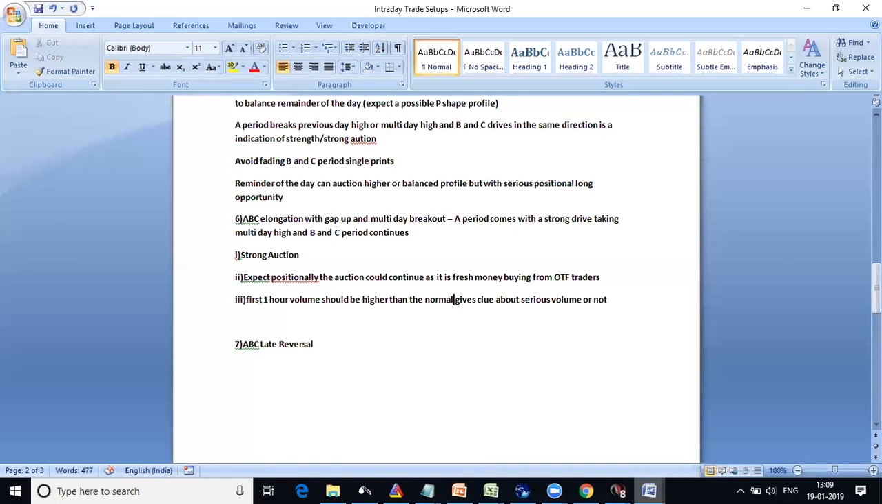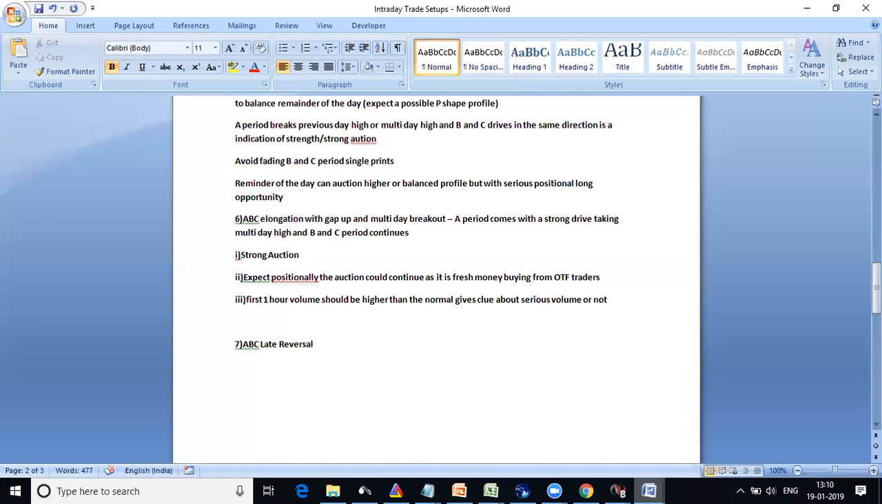But if you are seeing an ABC elongation, it's coming with a multi-day breakout where the A period range is breaking a multi-day high. That is a sign of fresh money. At the C period, you are seeing ABC elongation. It is a continuation. I'm not saying that you have to wait for the ABC to set up and then continue. Maybe you have other clues which say that a drive is going to happen. Maybe the inventory is getting too long, or maybe the price is coming back into the 4-day range. Again, it's a kind of a look below the balance and fail. So maybe you have to take the price at the opening itself.